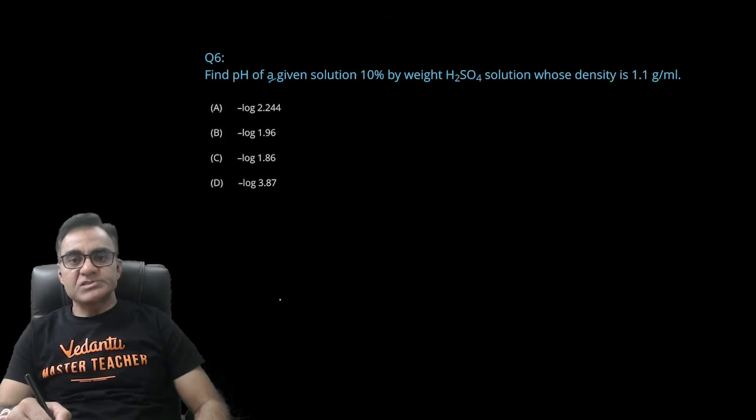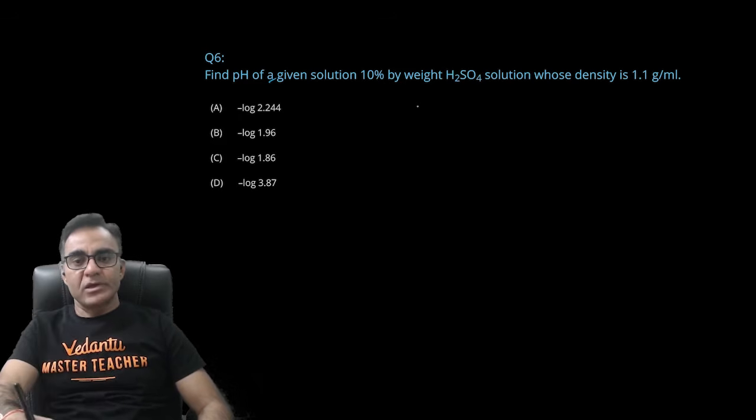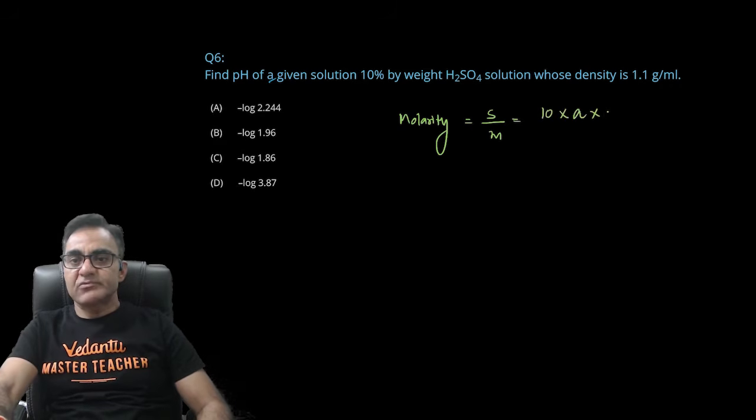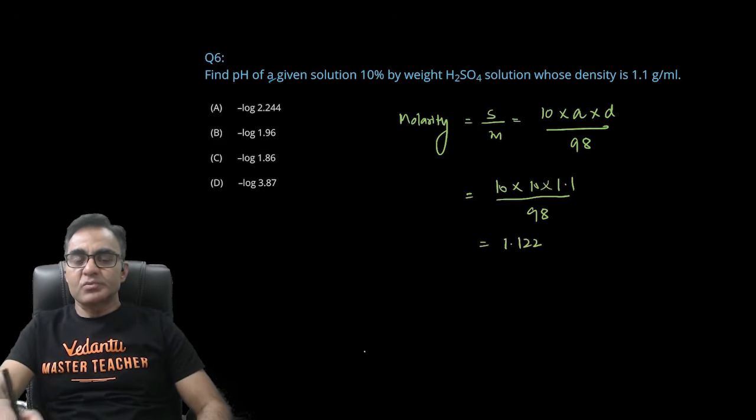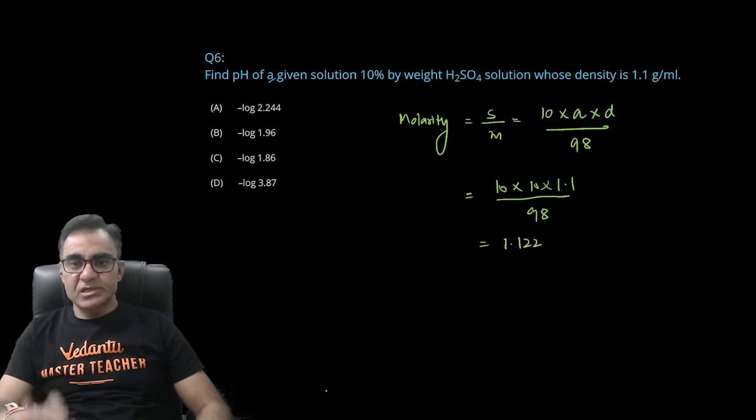Find the pH of a given solution which is 10% weight by weight of H2SO4 and density is given as 1.1 gram per ml. Alright, so first let's calculate the molarity of H2SO4, and molarity can be written as strength upon molecular weight. Strength can be written as 10 into percentage weight by weight into density divided by molecular weight 98. Percentage weight by weight is given as 10%, density is 1.1, divided by 98. This comes out to be 1.122. Okay, so molarity is known to us.